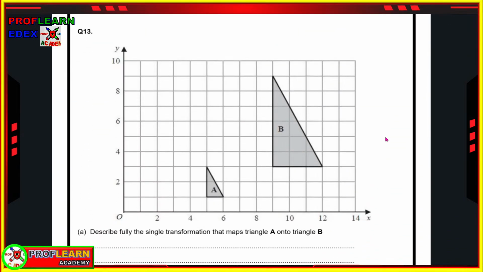The next bit of the question is for you to describe fully a transformation that maps A onto B, and the transformation is basically an enlargement with enlargement scale factor 3. Enlargement, scale factor 3, center 0, 3.